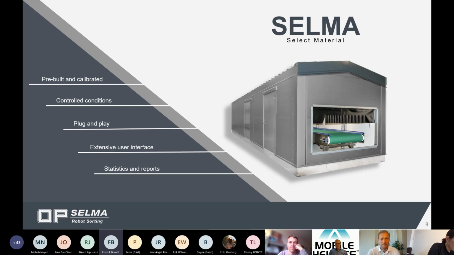So we have built a unit which is called SELMA, Select Material. And when you buy this unit, this is what you get in the picture here. It's a house weighing 32 tons. But in this house, we control all conditions, and that is quite important to be able to measure accurately. So we control the air pressure and the temperature, and then it's just a matter of plugging it in with electricity, network connection, and a little bit of ventilation, and you can start to recycle your material.